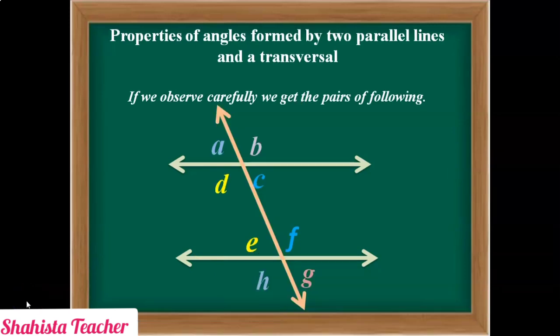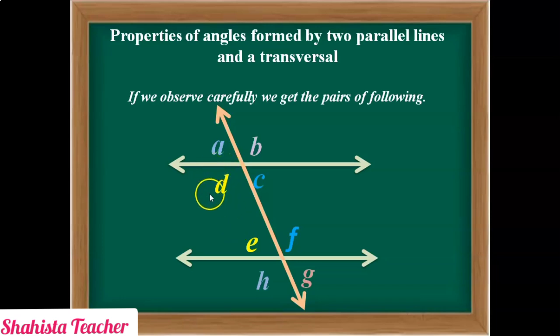Now students, observe this parallel line and transversal line carefully. Here are angle A, angle B, angle C and angle D, whereas angle E, F, G and H. These all 8 angles are given here. A pair of angles which are on the same side of the transversal and inside the given lines is known as a pair of interior angles. So this is the pair of interior angles.